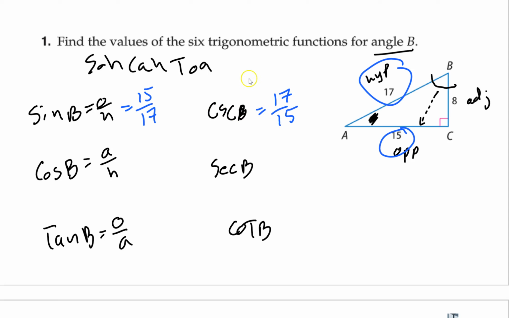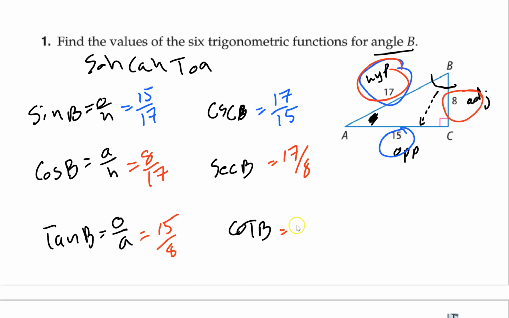We like improper fractions. Cosine is adjacent over hypotenuse, so 8 over 17, which makes secant 17 over 8. And then tan is TOA, opposite over adjacent, 15 over 8, and cotan is 8 over 15. And that's how I find the 6 trig functions if I give you a triangle. Just label the sides, SOHCAHTOA it, and then you're good.